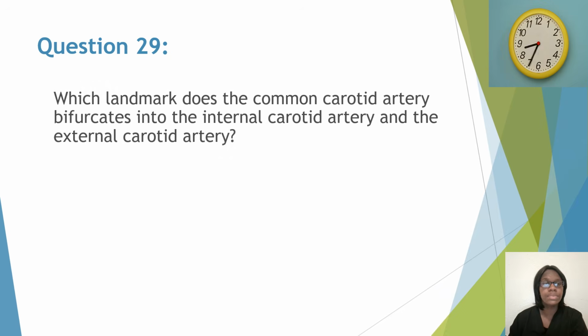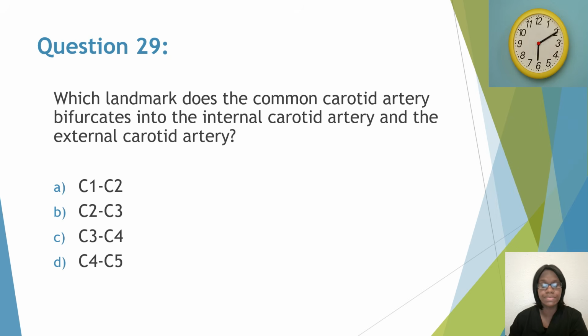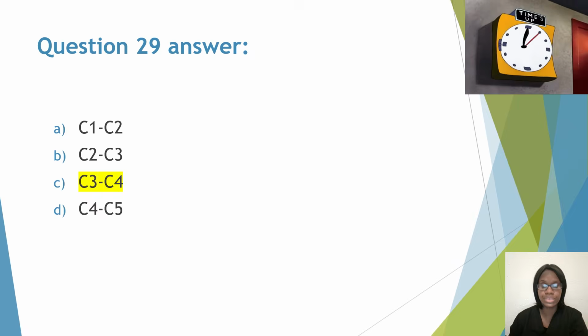Question 29. At which landmark does the common carotid artery bifurcate into the internal carotid artery and the external carotid artery? A, C1 to C2. B, C2 to C3. C, C3 to C4. D, C4 to C5. All right, the correct answer is C, C3 to C4.